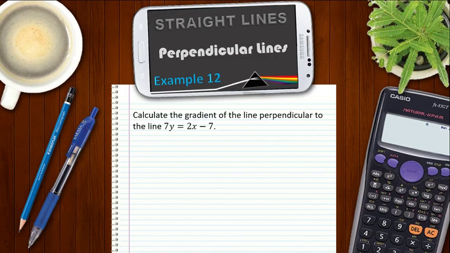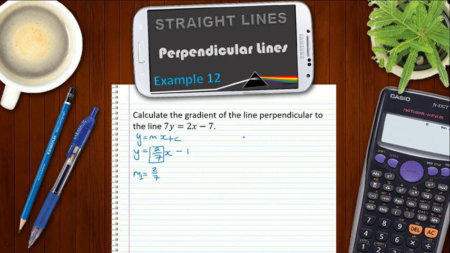Before we can find the gradient of this line that's given, we first need to put it into its standard form. We know a line's standard form is y equals mx plus c, so we just need to isolate y by dividing every term by 7. So I then have y equals 2 over 7 x minus 7 over 7, which becomes 1. Now that we have this line in its standard form, we know this is its gradient, 2 over 7. Then I can use my formula.